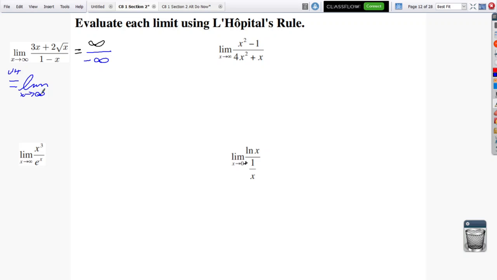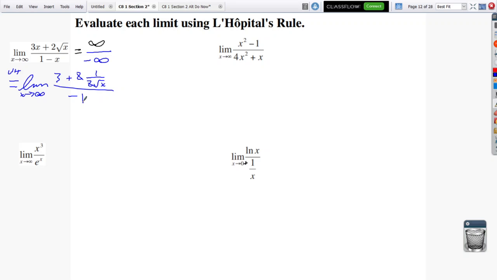And now we have to take the derivative of the numerator, take the derivative of the denominator. So the derivative of the numerator is going to be 3 plus the derivative of the square root of x. Remember, that is 1 over 2 root x. 2's cancel out now. Over 1 differentiates out, derivative of negative x is negative 1. So this is now going to be 3 plus 1 over the square root of x, over negative 1.